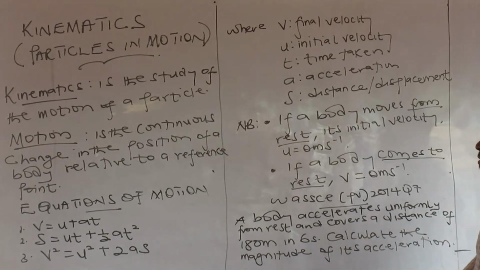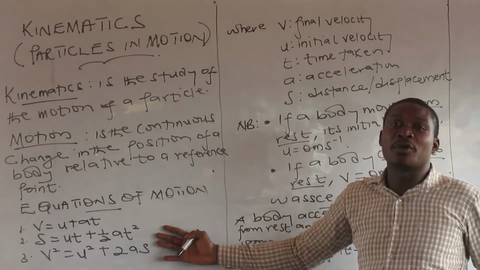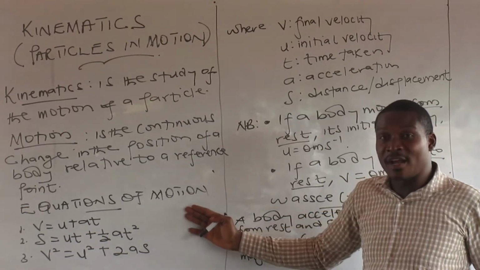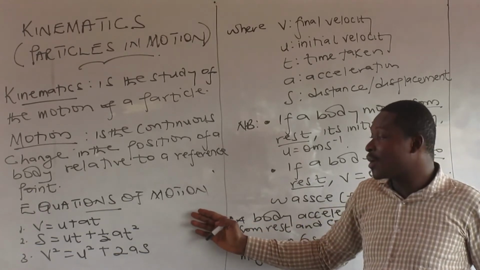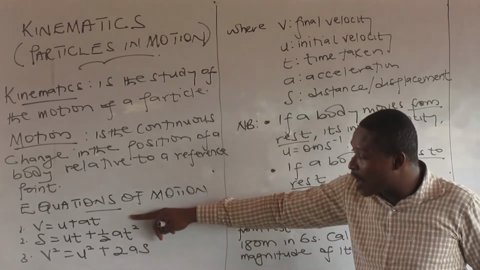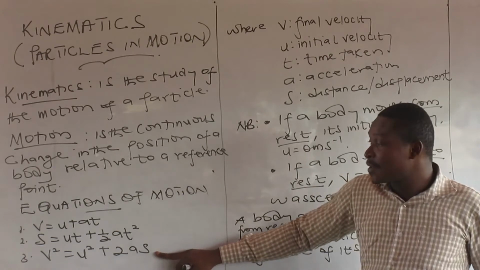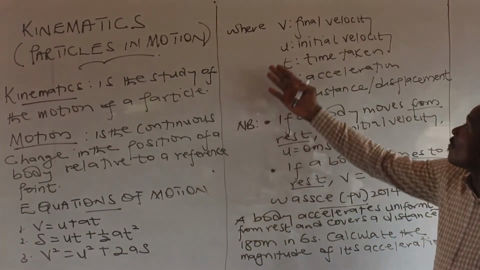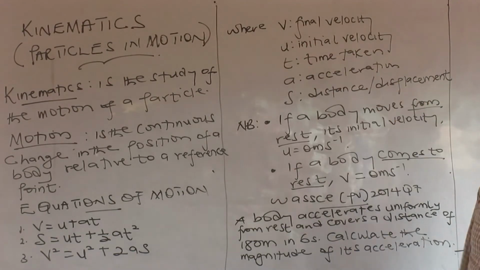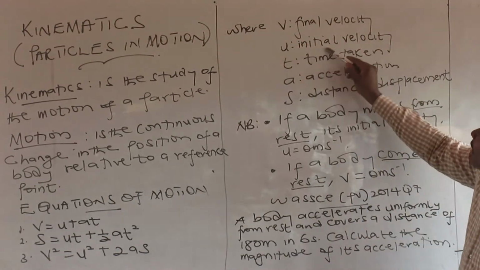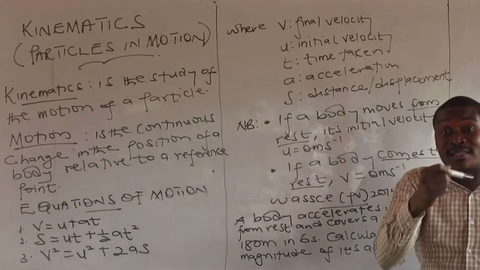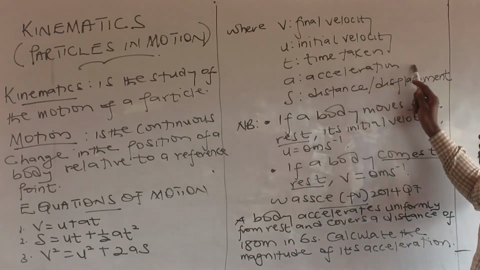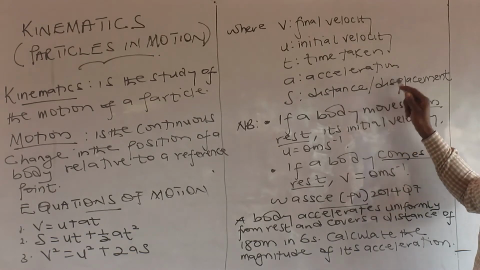Equations of motion. These are the three equations that we are going to use. They are going to give us a question. Then we look at what we have, the ingredients or the parameters. Then we check whether we want to use formula 1, 2, or 3. Here, V is the final velocity, U is the initial or starting velocity, T is the time taken, A is the acceleration, and S is the distance or displacement.